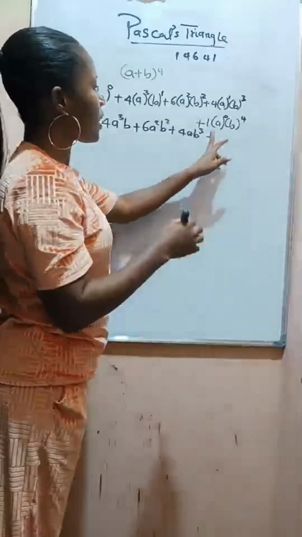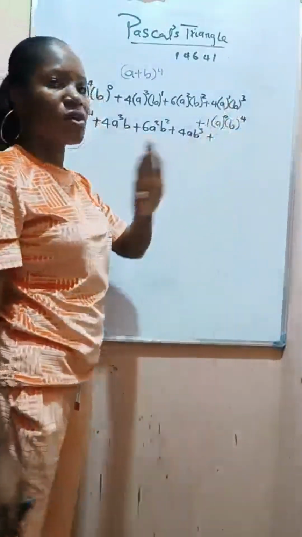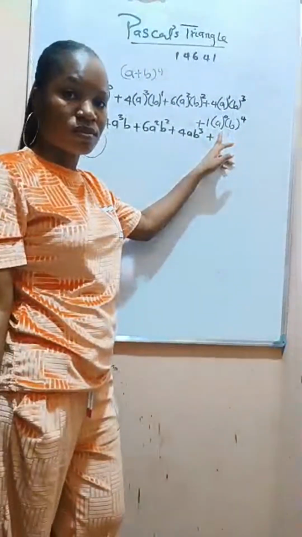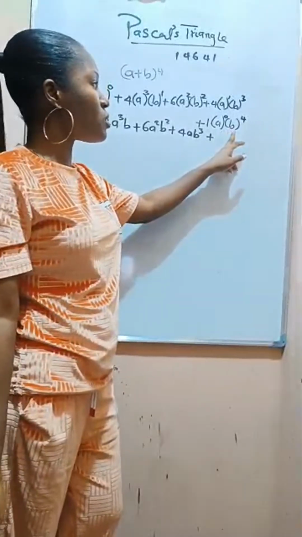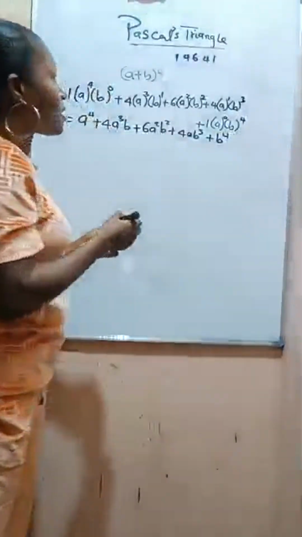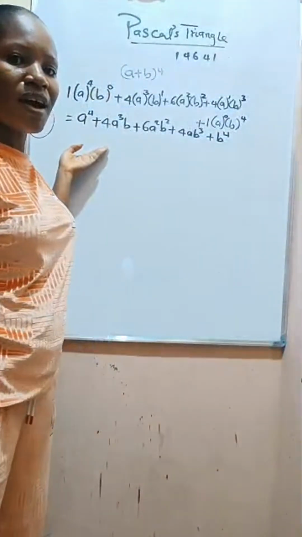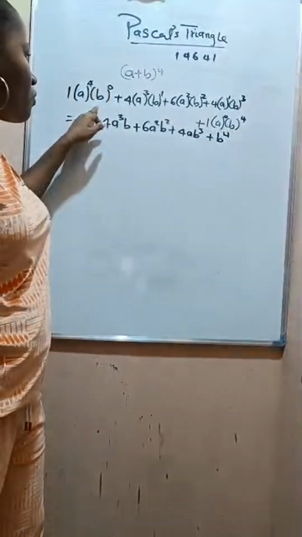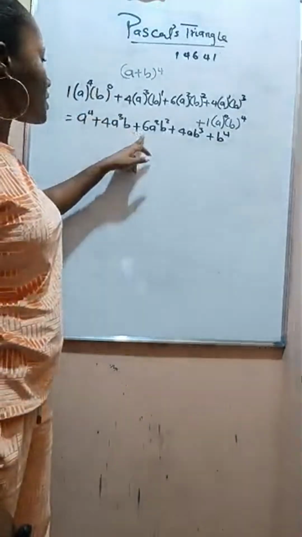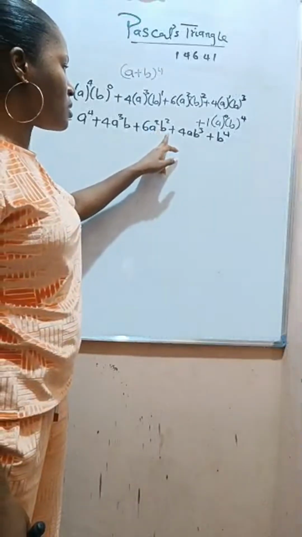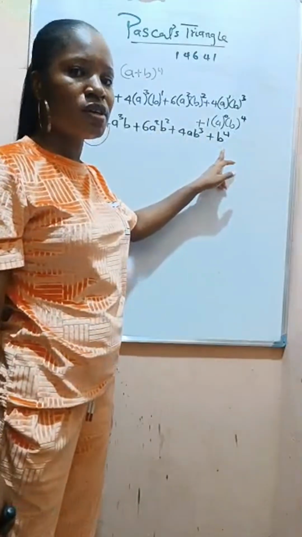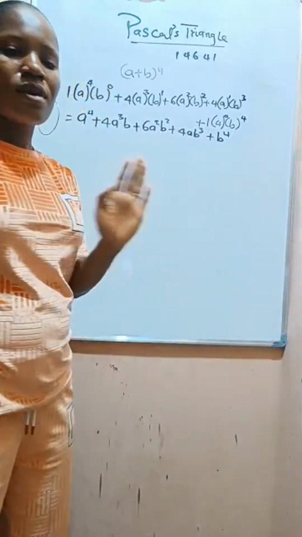Plus. Now the last one, remember that a to the power of 0 is 1. So what we have here now is 1 times 1, which is 1. Right? So we are left with just b to the power of 4. And this is the final answer. The final answer is a to the power of 4 plus 4a to the power of 3b plus 6a squared b squared plus 4ab to the power of 3 plus b to the power of 4. As easy as that.